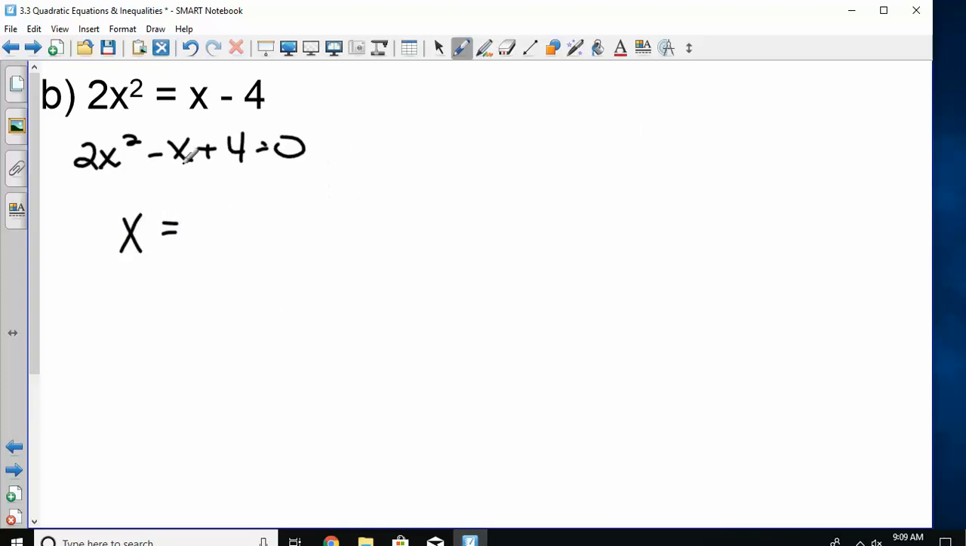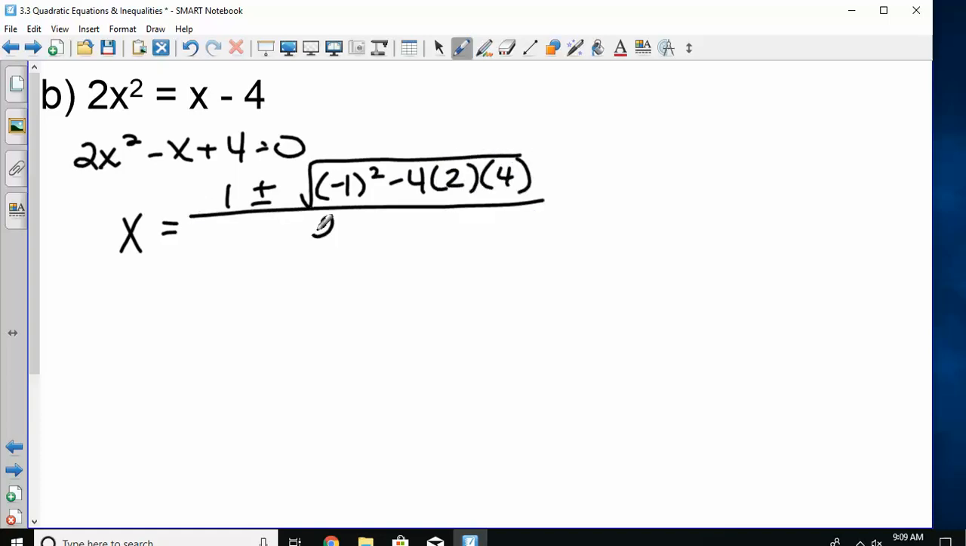So for the way I have mine written, x equals opposite of b. B is -1, so it would be positive 1, plus or minus the square root of b squared minus 4, my a is 2, my c is 4, all over 2a. So that gives me 1 minus 32. So I get a negative 31.